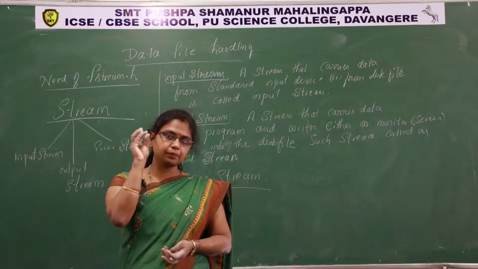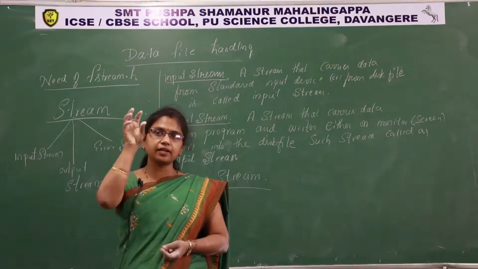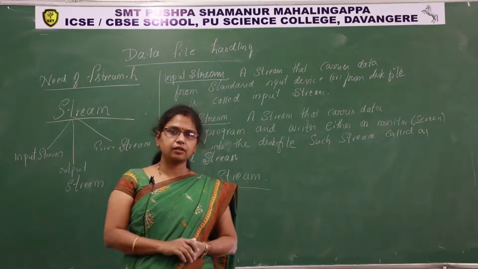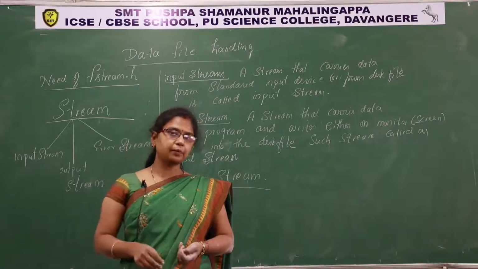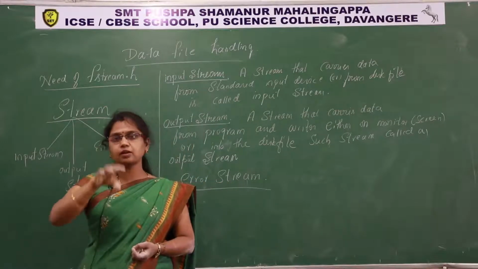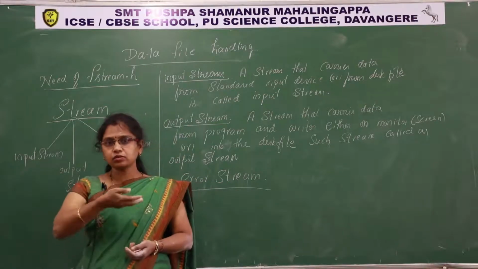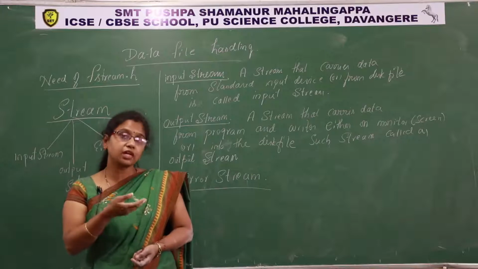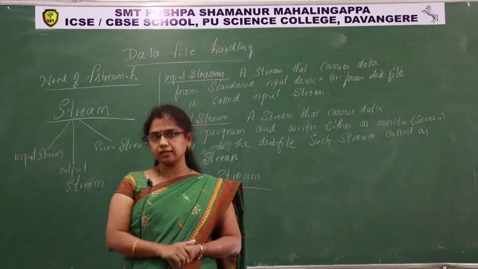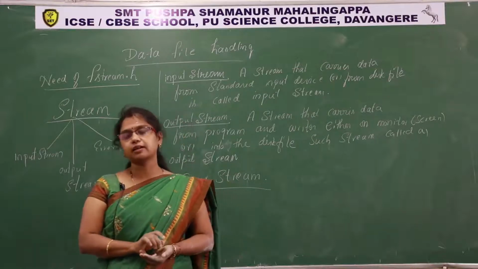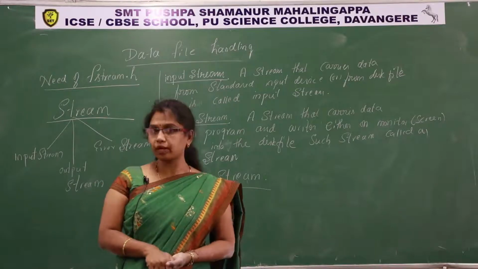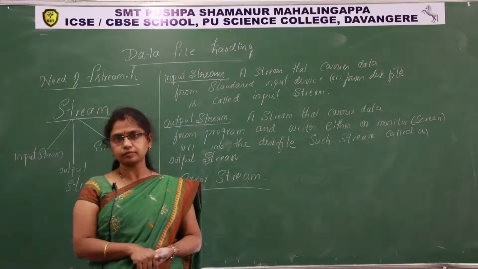It displays something on the screen, some errors, how many errors are there, so it reports something on the screen, isn't it? It has to display that error message. So that is also a sequence of bytes. Some stream has to carry that message and display on the screen. That stream we call it as error stream. This error stream is used by the program, not by the user.